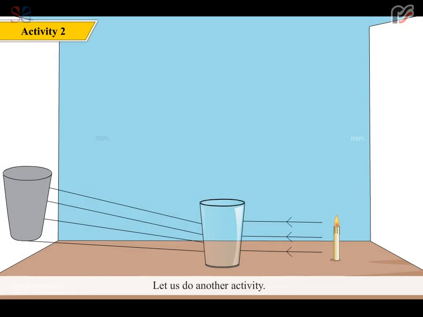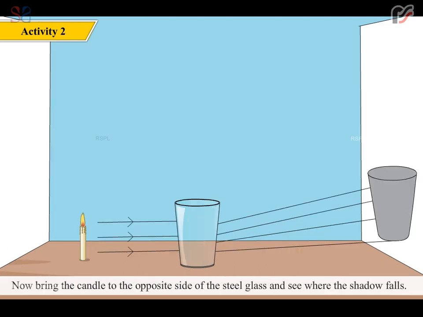Let us do another activity. This activity tells us that the shadows are formed opposite to the source of light. Place the candle as shown. See where the shadow falls? Now bring the candle to the opposite side of the steel glass and see where the shadow falls. This time the shadow falls on the opposite wall as shown above.